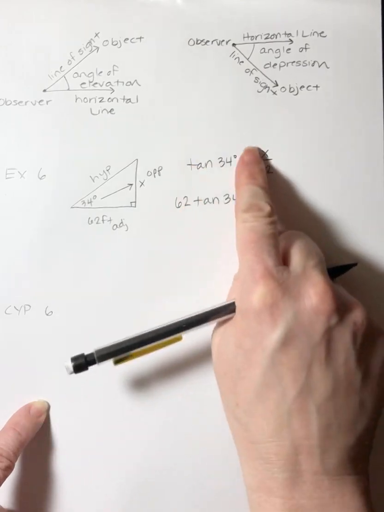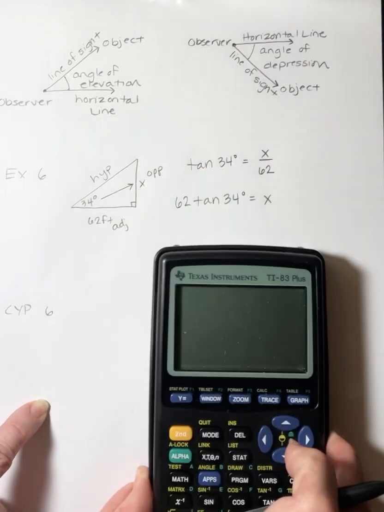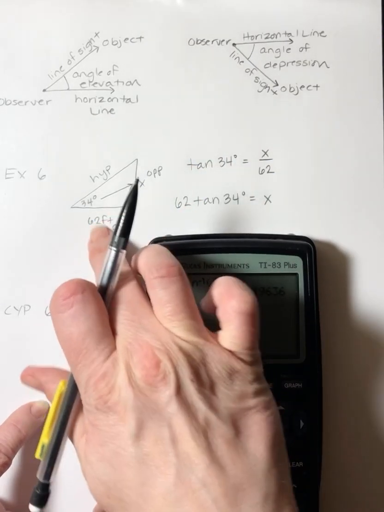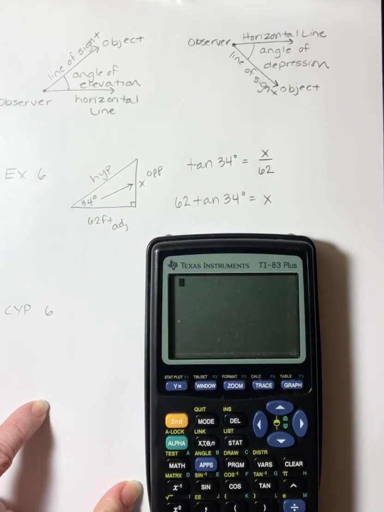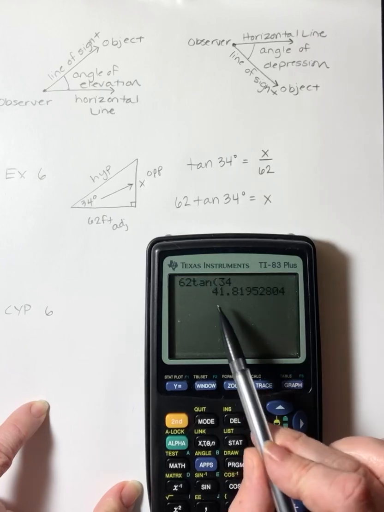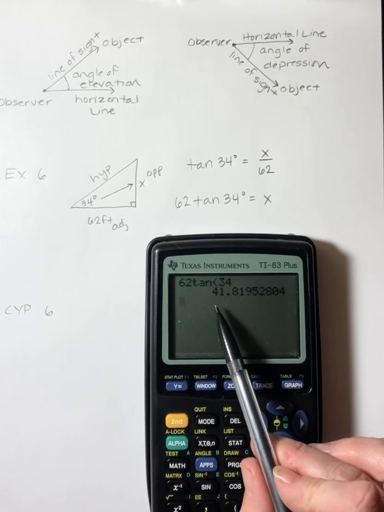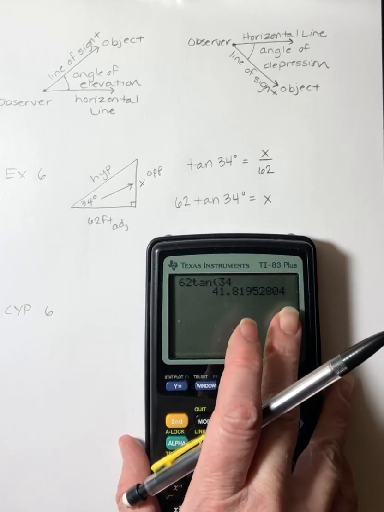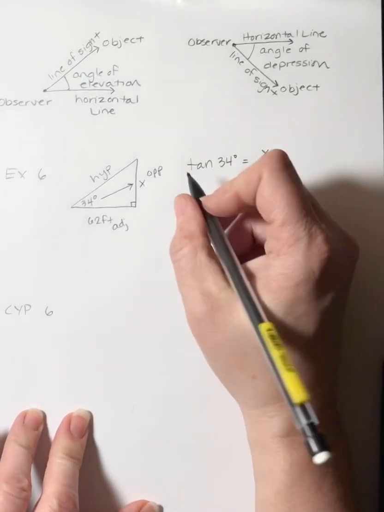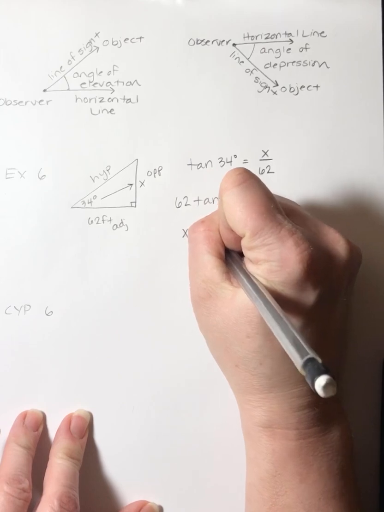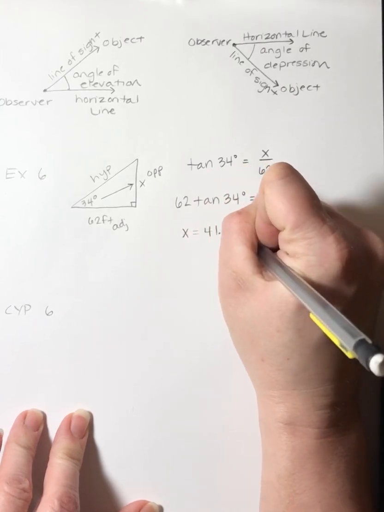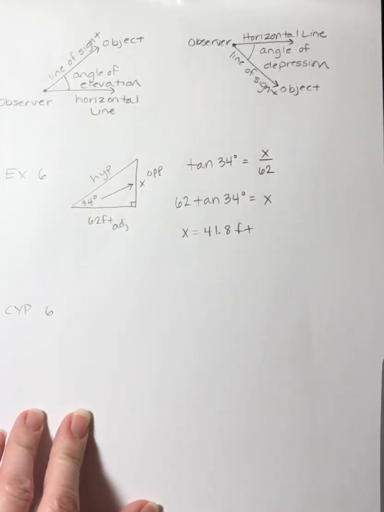So, the solving portion is no different than the problems we were doing earlier. It's the setting up that we have a little bit more work to do. So 62 times the tangent of 34, and it's said to the nearest tenth of a foot, 41.8 feet.